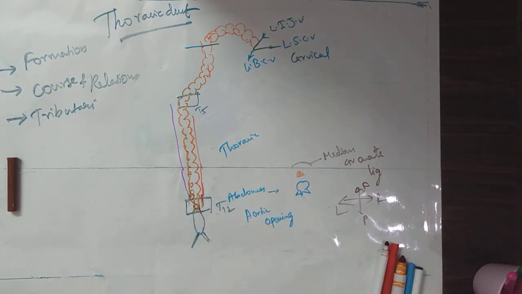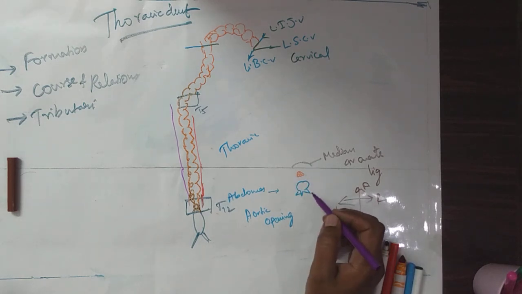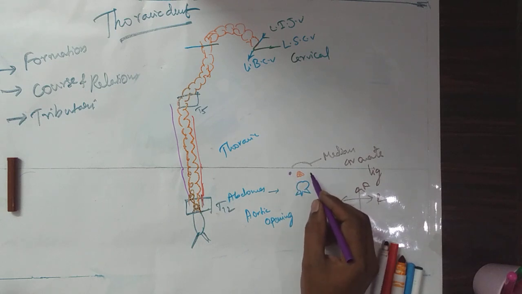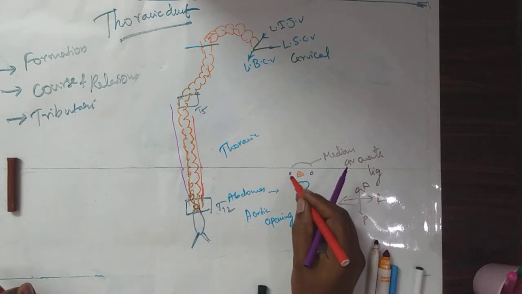So what are the relations for this? On the abdominal region, anteriorly median arcuate ligament, posteriorly vertebral column, right side azygous vein, and the left side it is aorta.